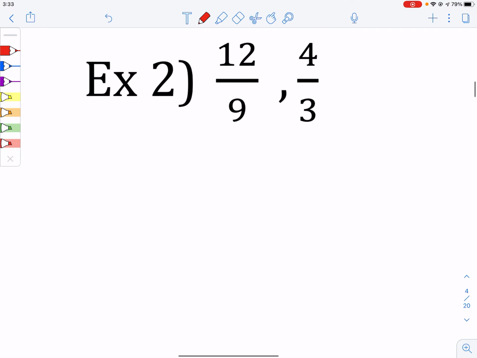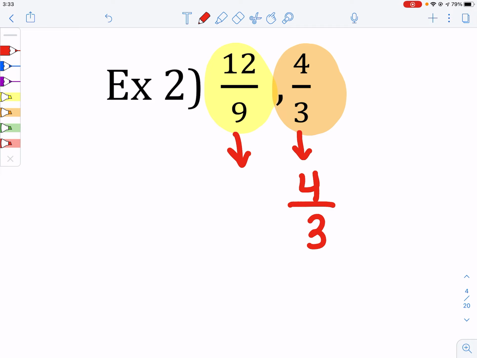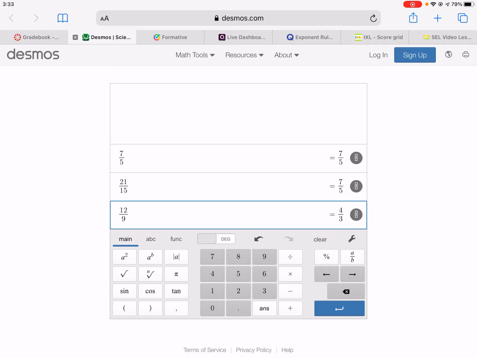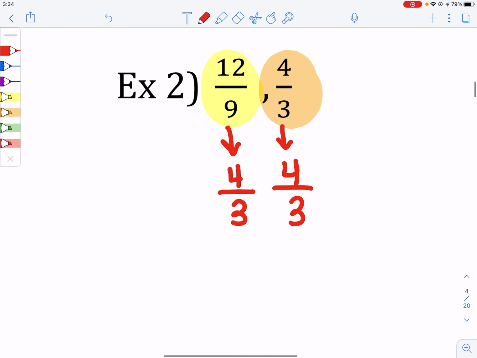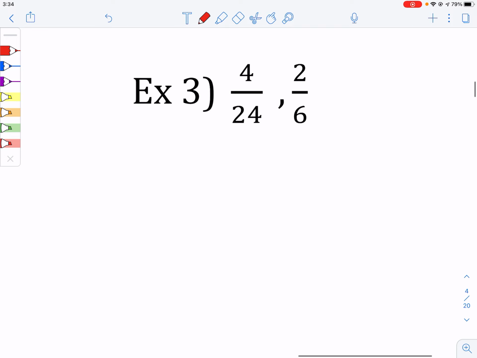And again, you can just type these into your Desmos. So I have 12/9, I have 4/3, I know 4/3 does not simplify anymore. So let's look at 12/9, and in your calculator, go ahead and simplify 12 over 9 and see what you get. All right, so when we simplify that, 12 over 9, push the fraction button, gives us 4/3. Okay, if you get the same fraction, then we say yes, they are proportional, meaning yes, those fractions are equal when we simplify them.